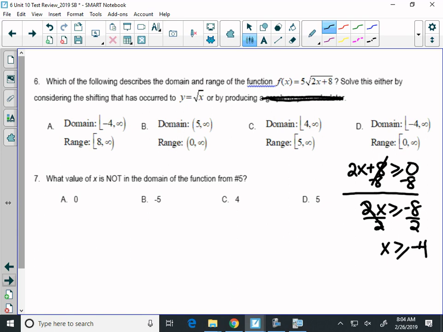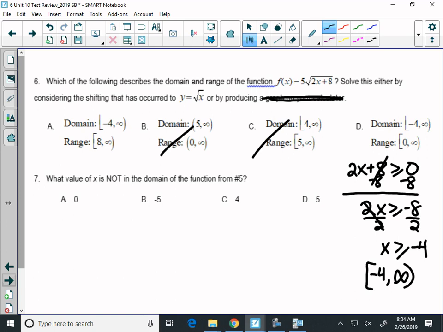All of these problems are in interval notation. I can automatically eliminate C and D because the domains don't have a negative 4 in them. But I need to make sure that my domain here, all the x's that are greater than or equal to negative 4, means you start at negative 4 and you go to infinity, which leaves A and D both as viable options.